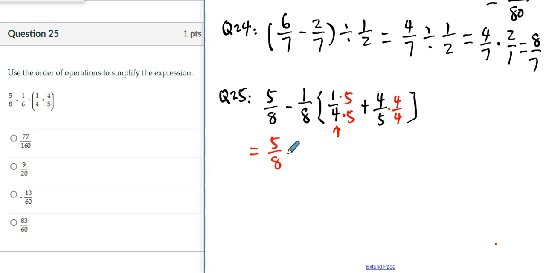5 over 8 minus 1/8. So I copied the question wrong. Again, you may wonder where that 8 came from. It's not 8. I copied it wrong. Here was 6. I'm glad I checked. So here is 6. Okay. 5 over 8, subtract 1/6. And here we have 1/4 plus 4 over 5. Great. Okay. Now, denominators are the same.